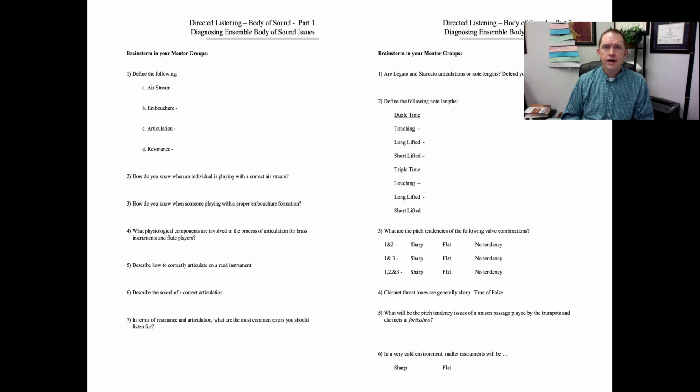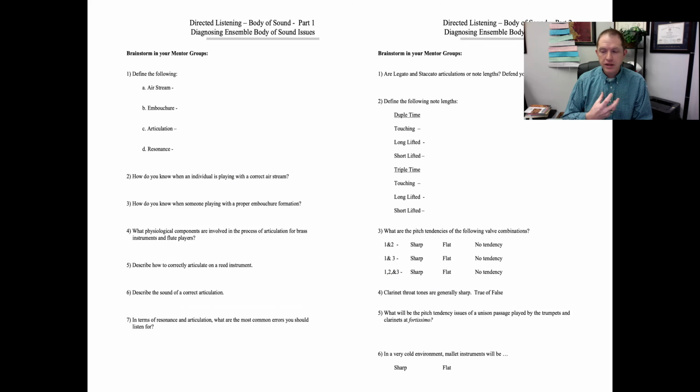How do you know an individual is playing with correct airstream? If you can define this, now you can create a rubric that has descriptions of varying levels of expectation, varying levels of achievement. And if you can do that, the rubric becomes more reliable and more valid. How do you know when someone is playing with proper embouchure formation? What does it look like? What does it sound like?